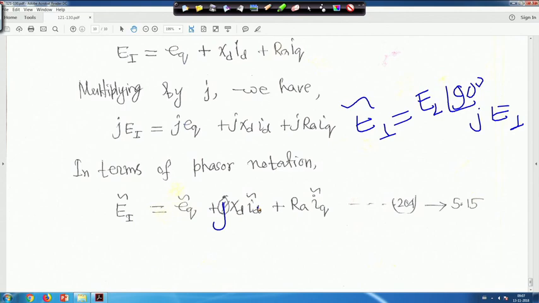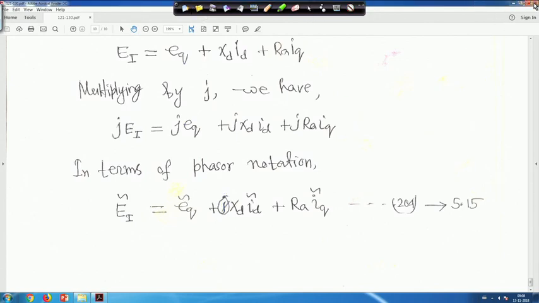So, that is why ID tilde will be equal to ID, then angle 0, because if you take that ID is the reference one, then it will be angle 0, right. But this J should be there from the phasor notation, and this IQ is also along the Q axis. So, it is JIQ we are taking, that is IQ angle 90 degrees. So, it will be JXD ID tilde, right. And if you take the D axis as the reference one, the Q axis is leading the D axis. So, this J should be there in terms of phasor notation. So, next we will go to the next one, phasor diagram, right.